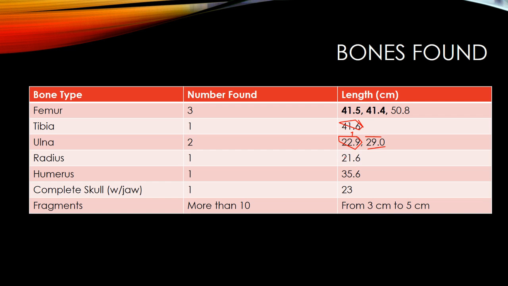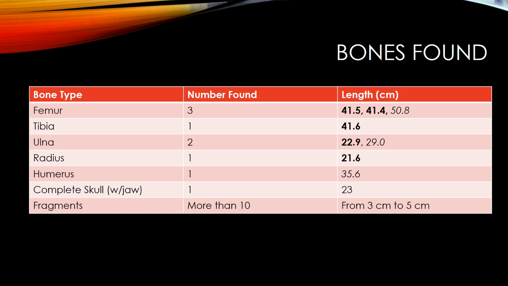The radius here, 21.6. Again, your radius matches up with your ulna, the two different forearm bones. So certainly somebody with 29 centimeters on one wouldn't have 21.6 on the other. Kind of reason your way through this. Humerus is the top part of your arm, 35.6. By that, it sort of summarizes what we've got so far.